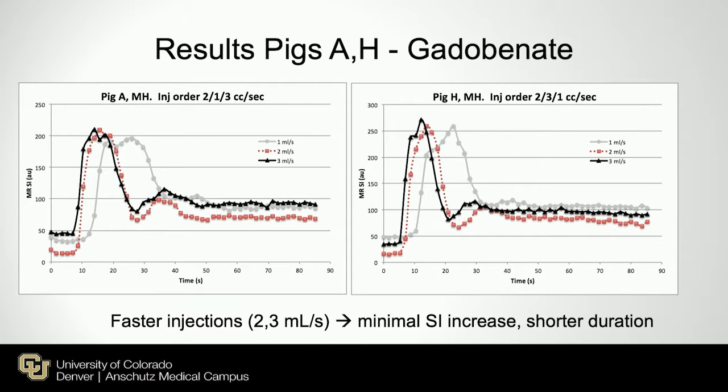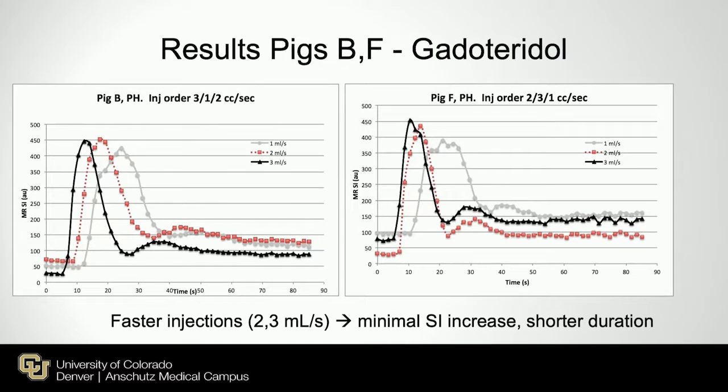Here's a couple of examples just looking at 1, 2, and 3 ml per second injections with, in this case, MultiHance, and they were done in different orders. These are on the 2 different pigs, but the thing to notice here is that the faster injections, the black and the red, aren't giving you any more signal intensity, they're just giving you shorter acquisitions or shorter plateau periods.